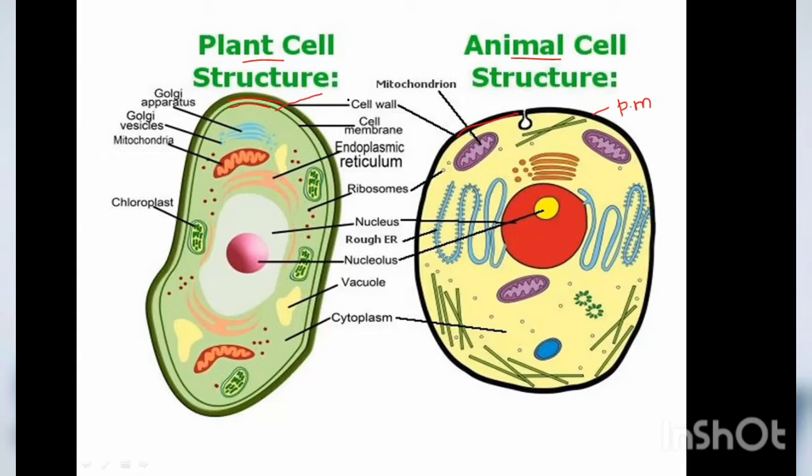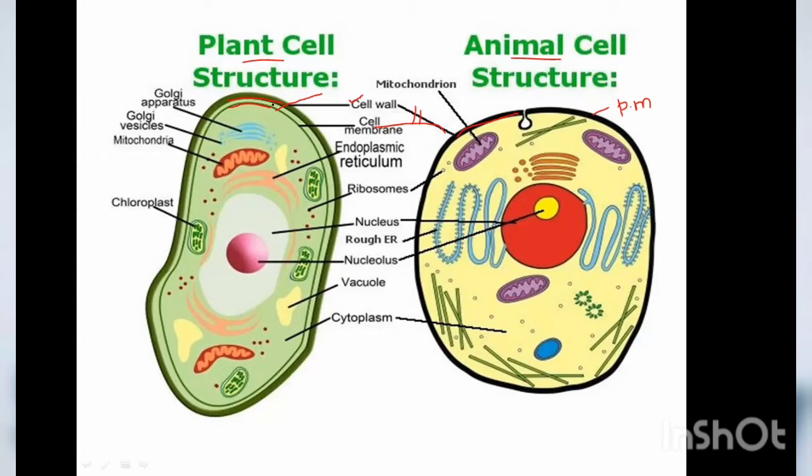It is called the cell wall, which is absent in the case of animal cells. It is present only in the case of plant cells. So the main difference between the plant cell and animal cell is that the animal cell does not have a cell wall, whereas a plant cell has a cell wall.